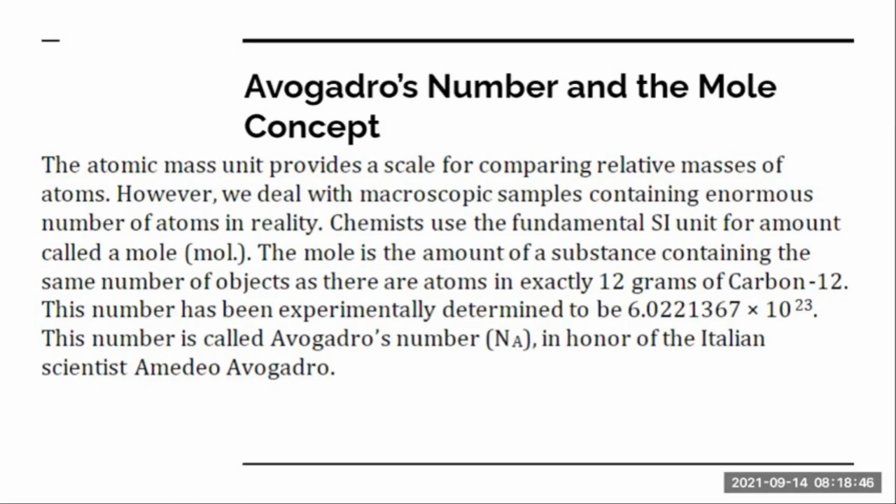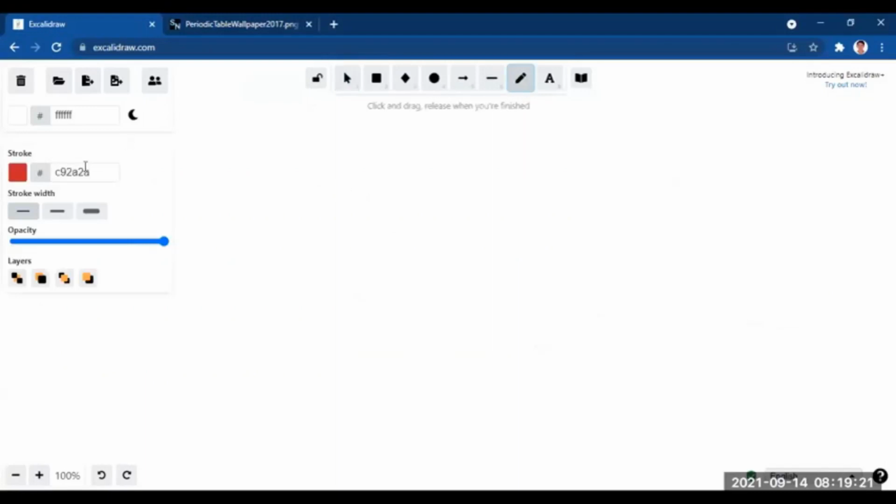Okay, so we've mentioned it in our first discussion. The SI unit for amount of matter is called a mole. The mole is the amount of substance containing the same number of objects as there are atoms in exactly 12 grams of carbon-12. So to help you imagine more.